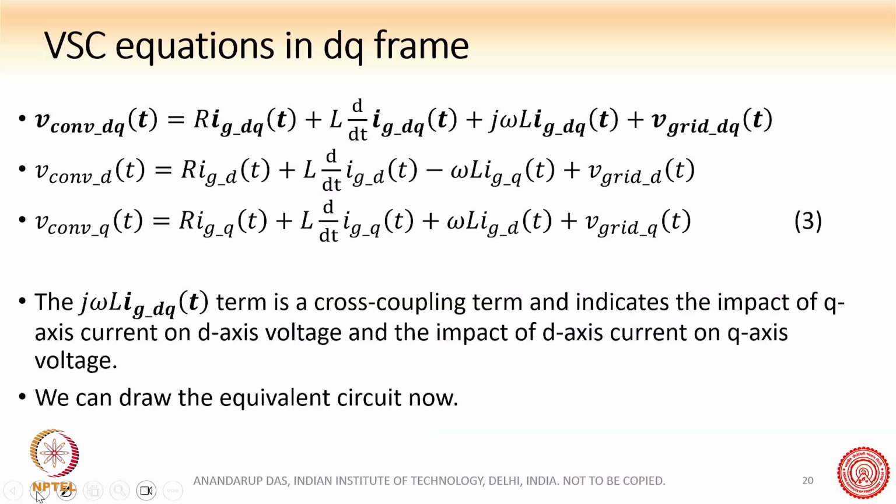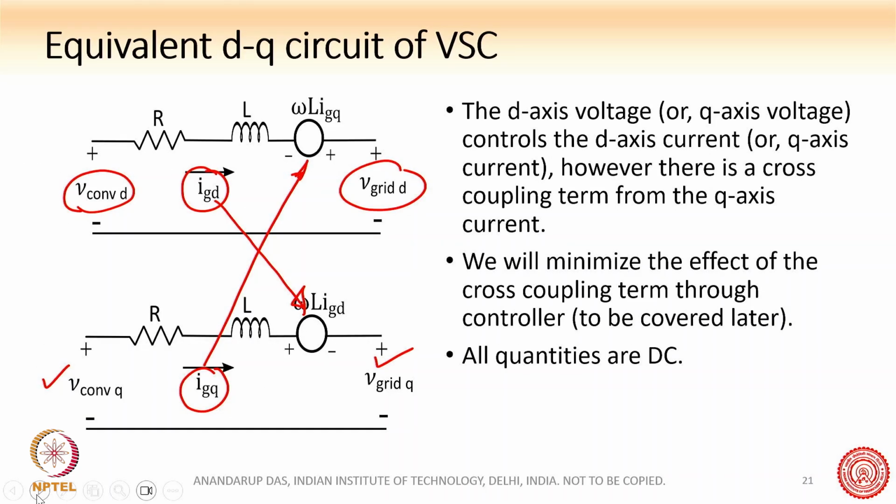This is written once more, and it is basically the same thing which we just discussed: a cross coupling term that indicates the impact of the q axis current on the d axis voltage, and like that. One of the important points here is that we will talk about the minimization of the cross coupling effect sometime later. But one of the things that we observe is that now all quantities are DC.